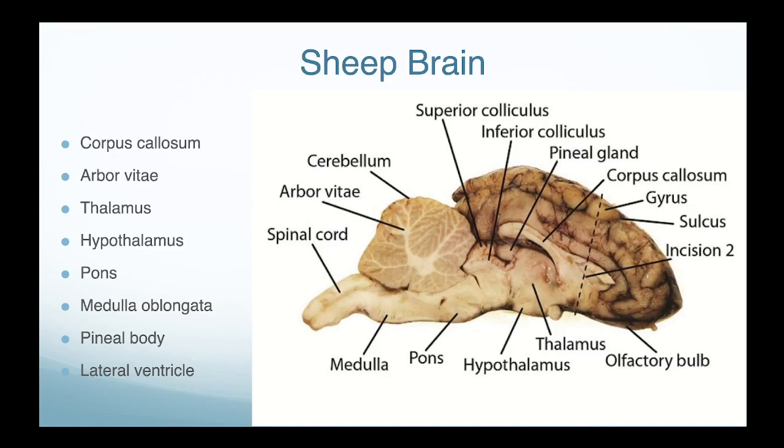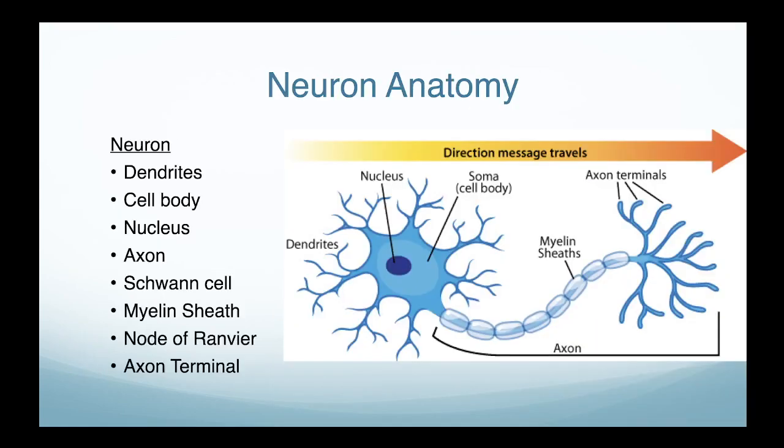You can see where the pineal gland sits. You can see the different colliculi, the superior as well as the inferior colliculi. The cerebellum, the arbor vitae is really nicely demonstrated in this image. And then the different regions of the midbrain. So that's going to be your pons, medulla, etc.